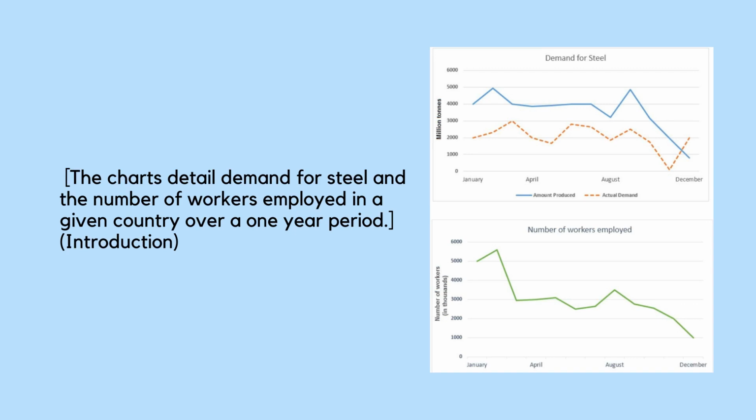Now let us write the overall. It will always start with the overall linker. Looking from an overall perspective, it is readily apparent that demand and employment fluctuated but followed similar downward trends. By the end of the period, actual demand had overtaken the production. Here in the first line, you can see that we have mentioned the overall trend of the graph, that is fluctuated and it is going downwards. And in the second line, we have mentioned that the data of demand overtook the production.